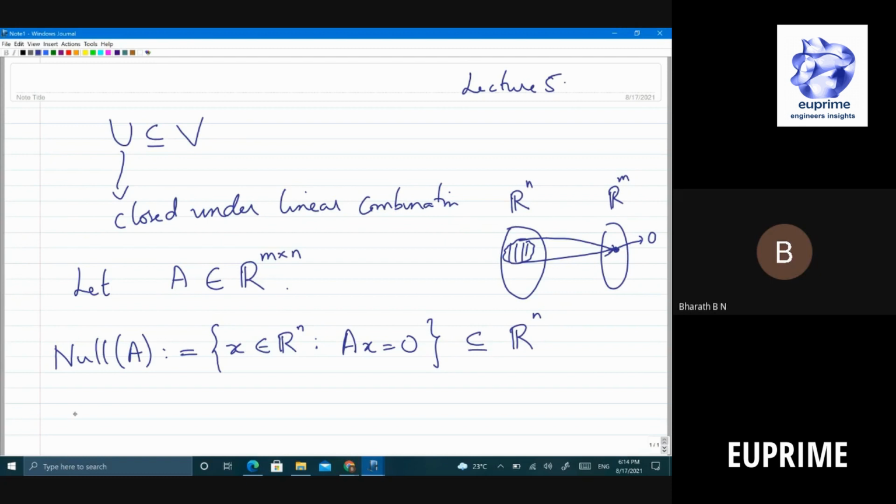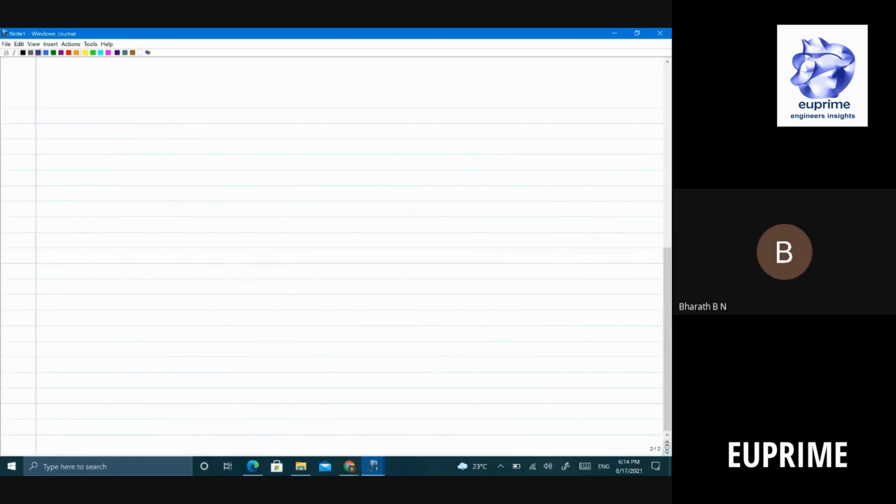Okay, so claim: null of A is a subspace of Rn. So how do you show this? Well, this is what we have: it's a subset of a vector space. If I have to show that it's a subspace, all that we have to do is show that it's closed under linear combination. Okay, so that's easy. So how do you prove this?